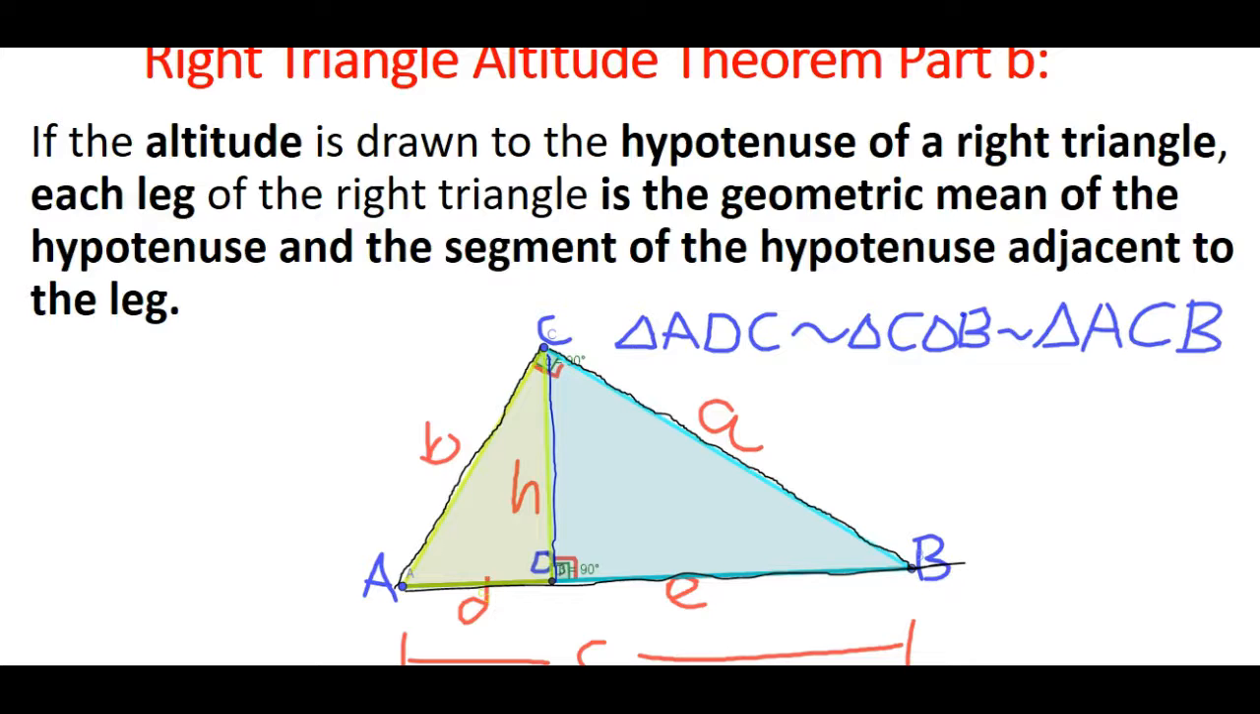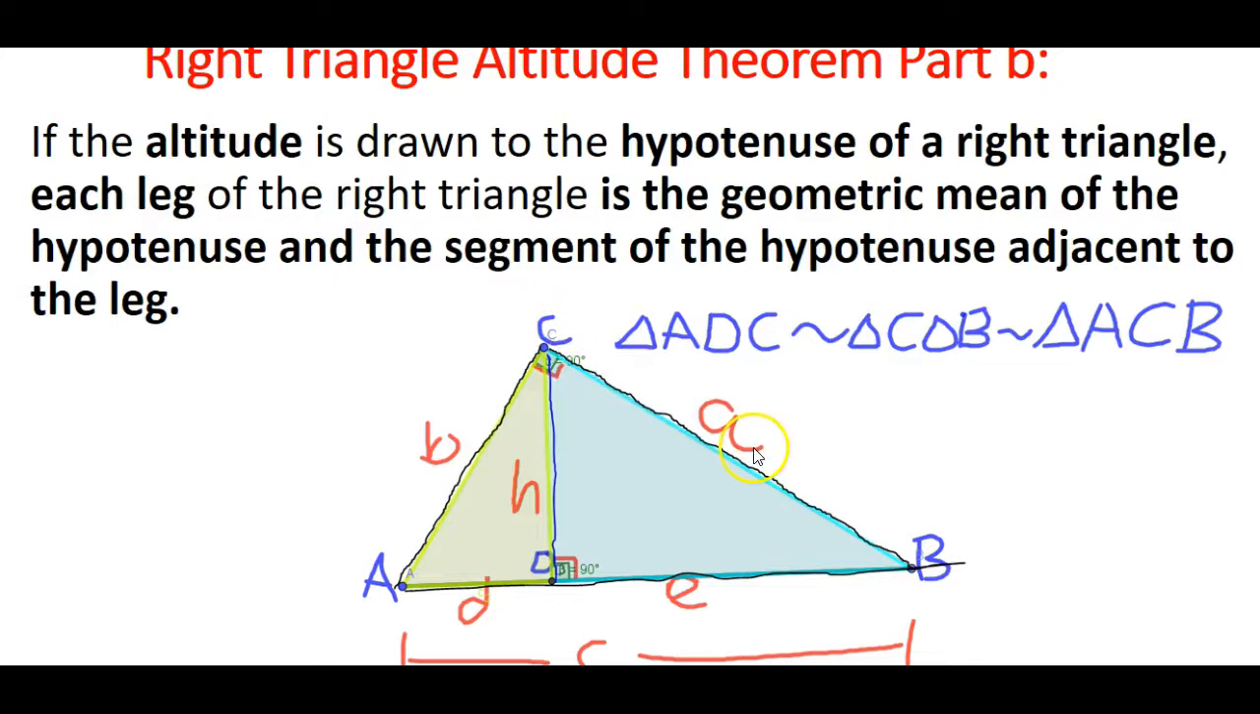For example, segment A here is the long leg of the large triangle, but it is also the hypotenuse of this medium triangle. The drawing of the altitude creates three similar triangles: the larger original triangle, the medium blue triangle, and the small green triangle. These three triangles are similar because each one of them has a right angle. They share a 90-degree angle here, these two are adjacent to each other and share a 90-degree angle, and then the large one has a right angle here.